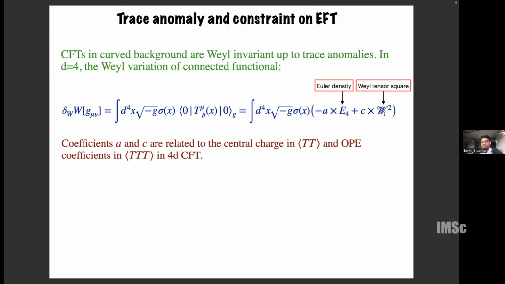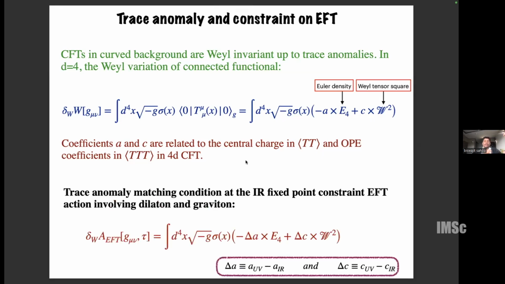Often we call A the A anomaly, C the C anomaly. These A and C do not just appear when we place a CFT in a curved background. They are actually proportional to the central charge of the 2-point function of the stress tensor in a CFT in flat spacetime, and they can also be read off from a combination of OPE coefficients from the 3-point function of the stress tensors. So those are really some UV CFT data, because those are the OPE information of the 4-dimensional CFT.